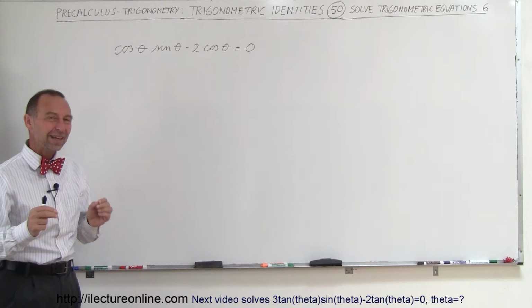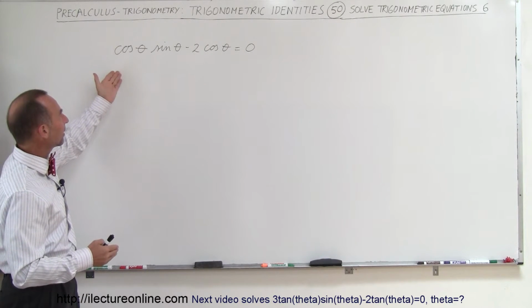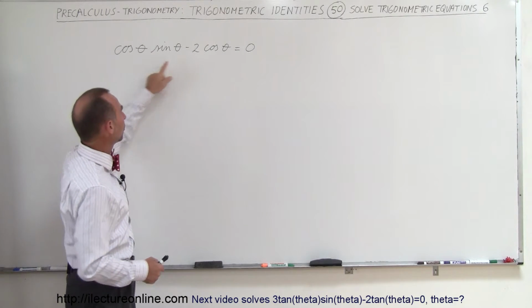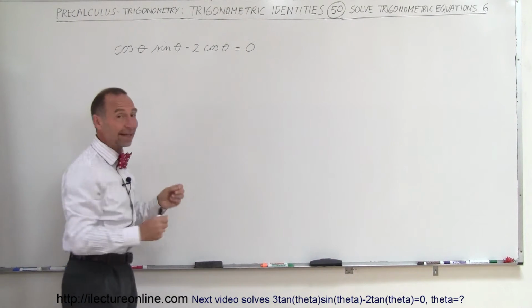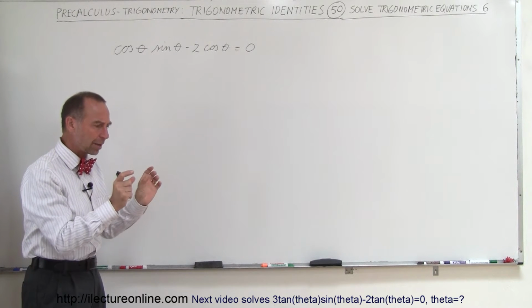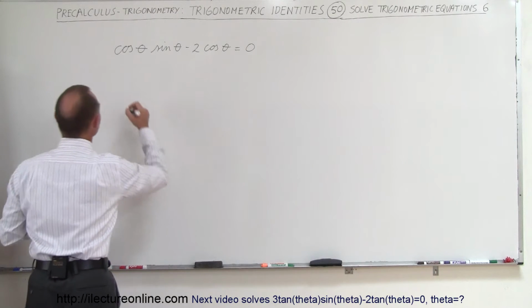Now we're going to use the same kind of techniques that we use in algebra. Here we have something on the left set equal to 0, and we can also see that there's two terms and they both have a cosine of theta in them, so we can factor out a cosine of theta. We then end up with a product, and a product set equal to 0. I think we're on the right track here.